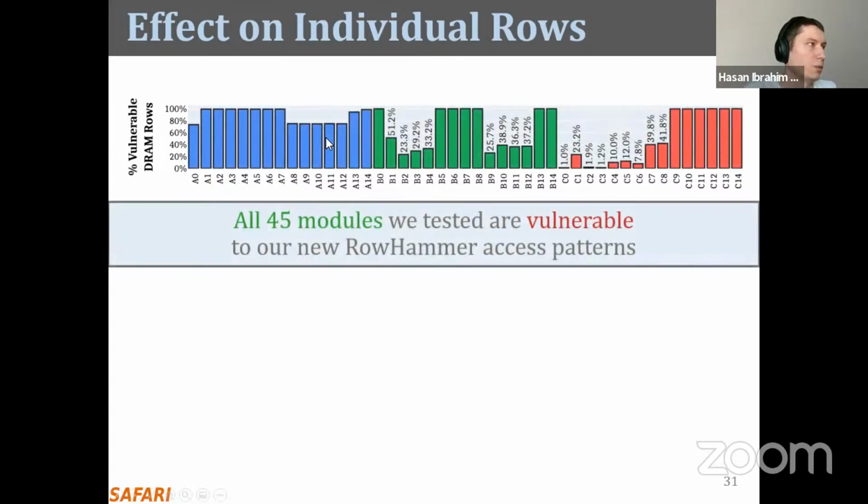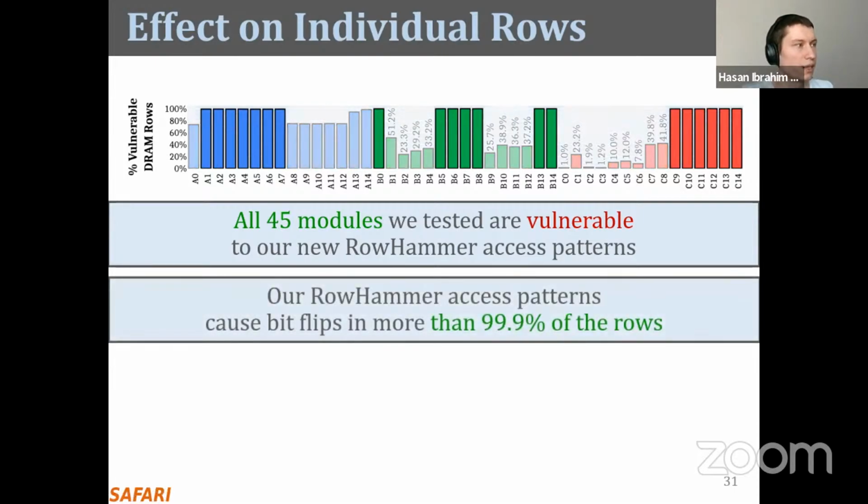Okay, and here we have some observations. The first observation is that all 45 modules we tested are vulnerable to our new RowHammer access patterns. In some modules, we have lower percentages of vulnerable DRAM rows, and this is with TRR, just to make it clear. We are able to induce bit flips in all DRAM modules. The second observation is that in many modules, we were able to cause a bit flip in almost all rows in these modules.